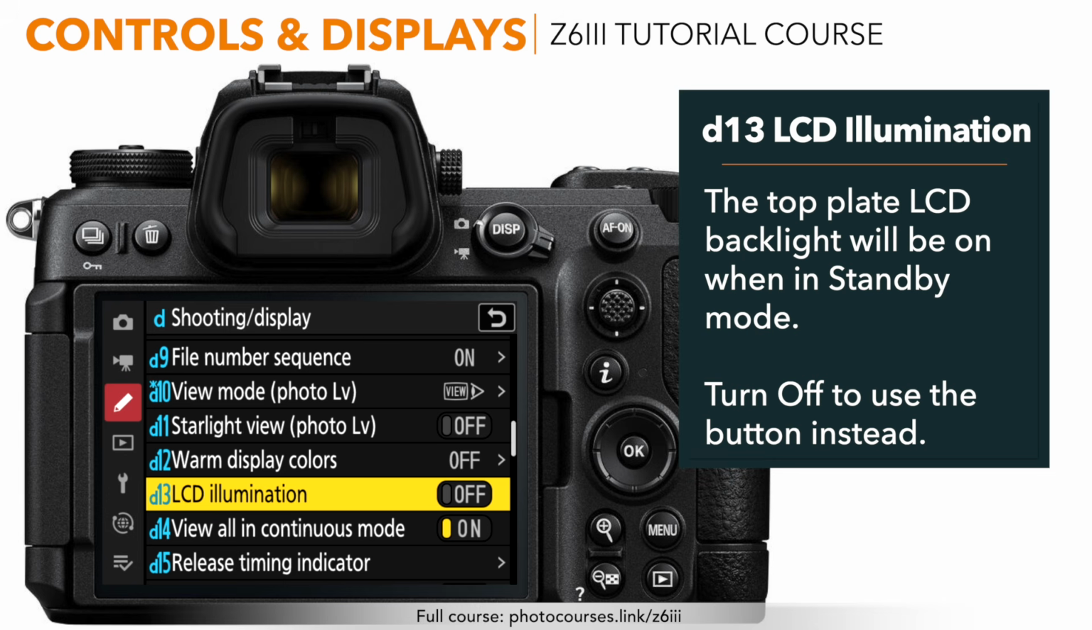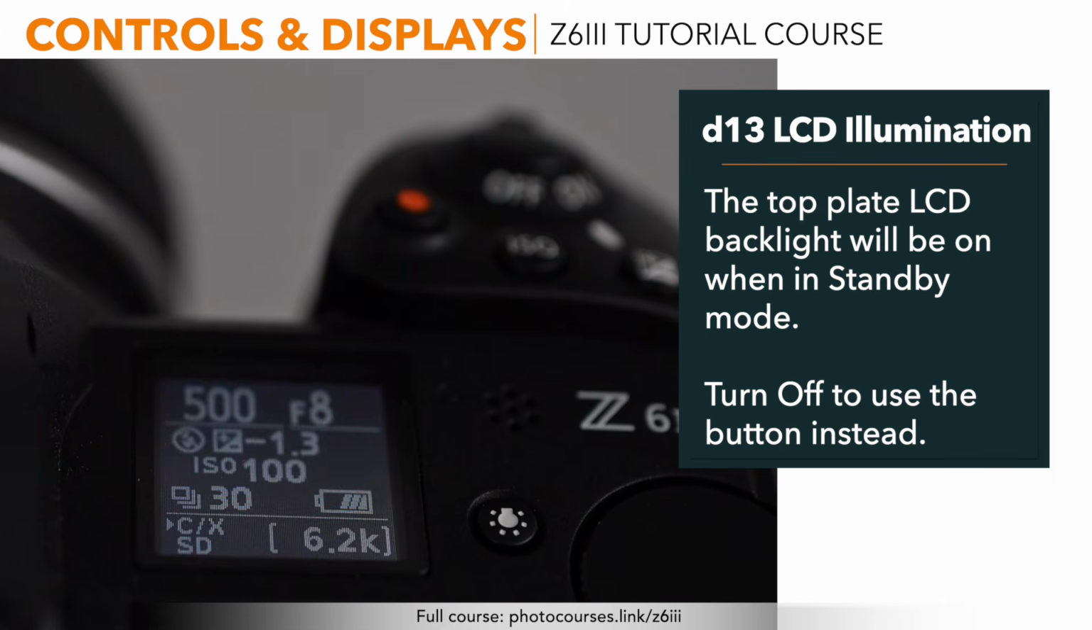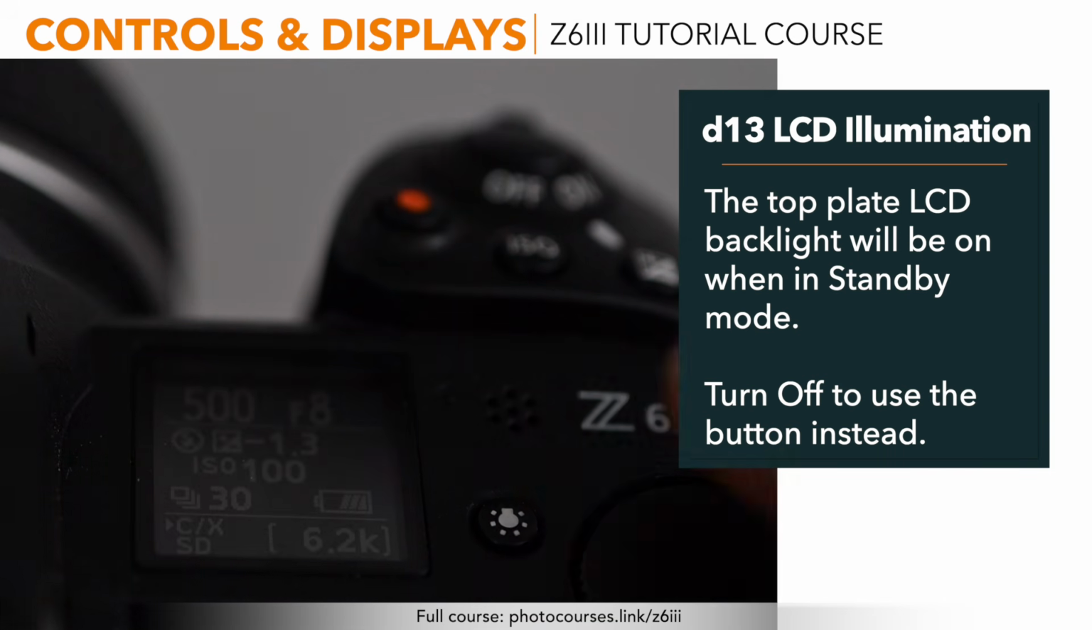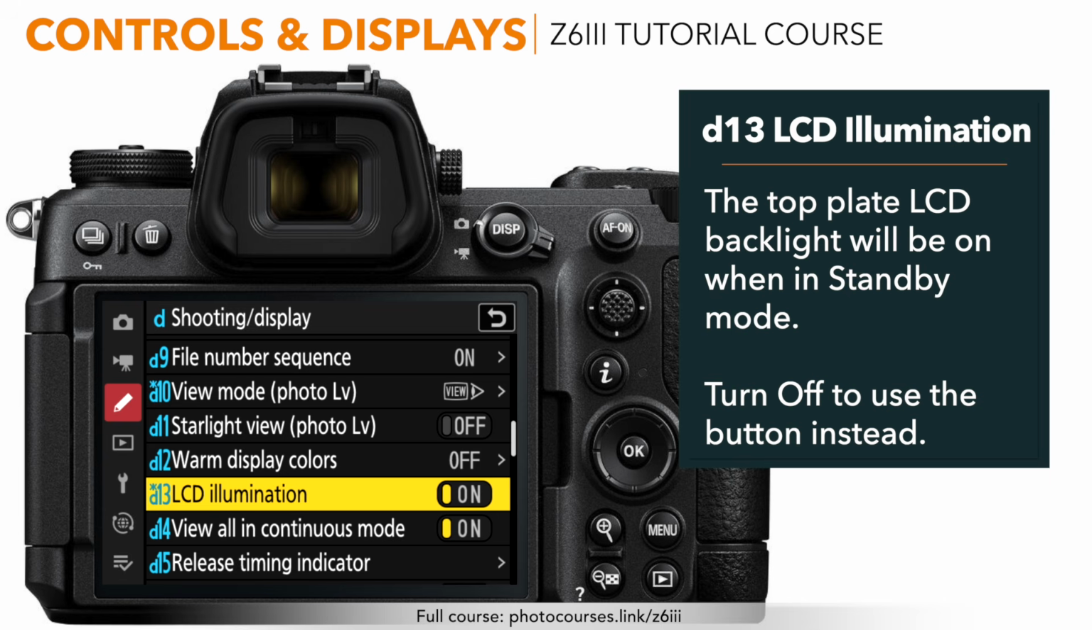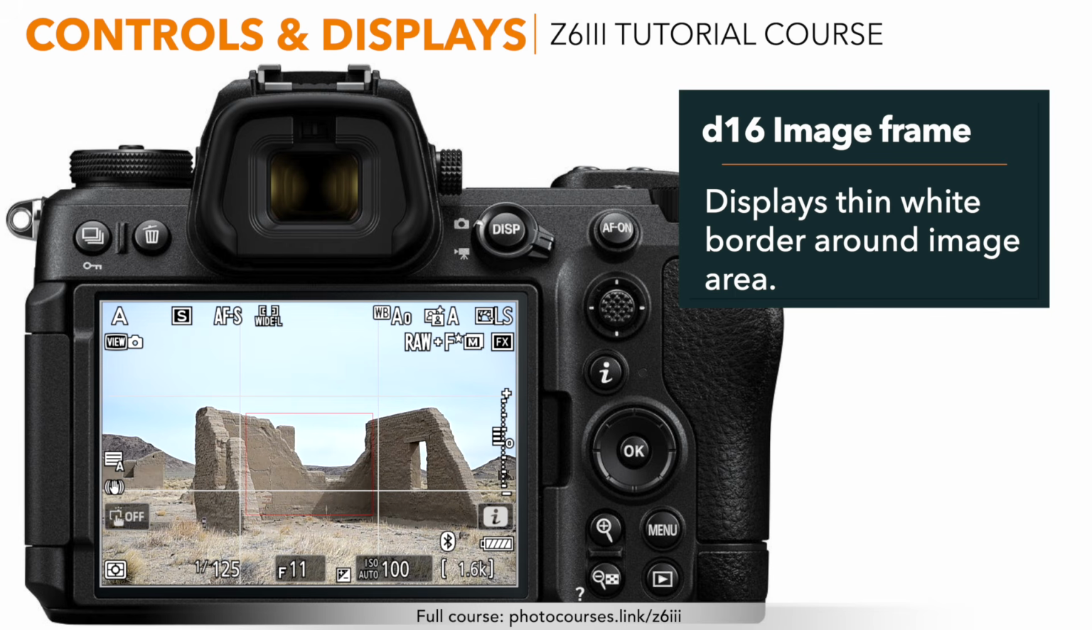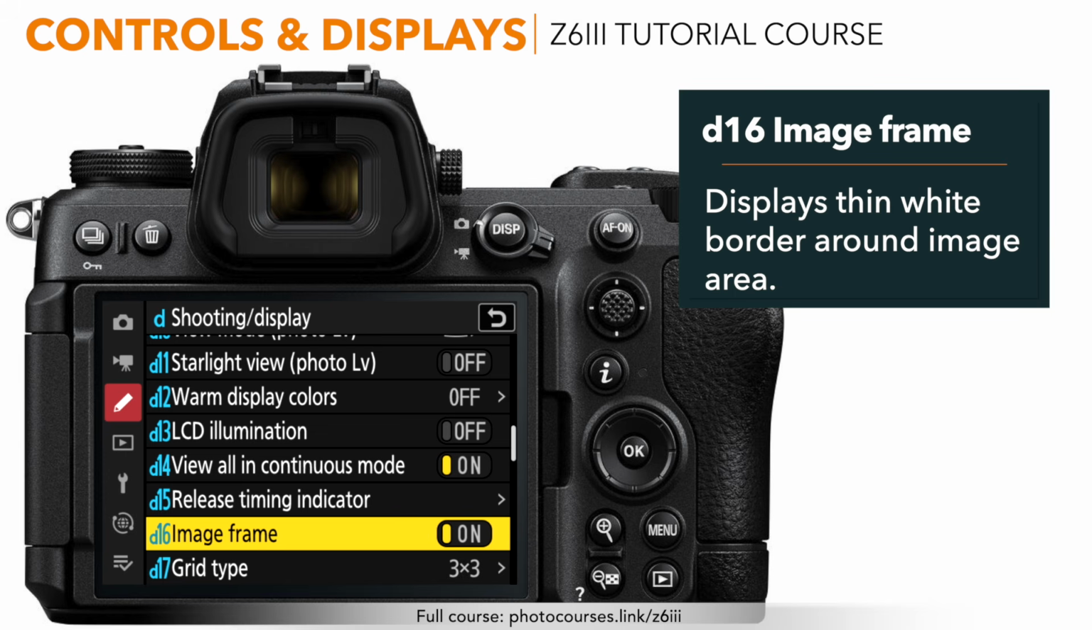If D13 LCD illumination is on, the control panel backlight will be on whenever the camera is in standby mode, powered on, ready to shoot. You can turn that on if you need to, but I think a much easier way is to use the backlight button next to that control panel to turn that light on and off. Image frame, if enabled, will show you a very thin white border around the frame in both the viewfinder and the monitor. You can disable it if you want to, but I find this helps frame the image, as the name implies.